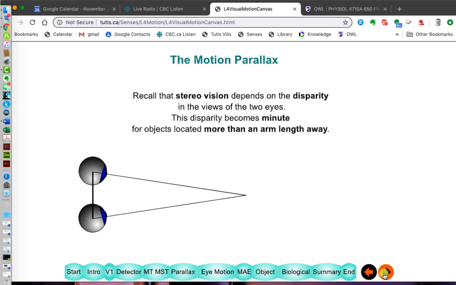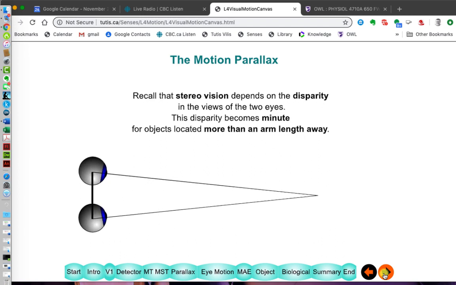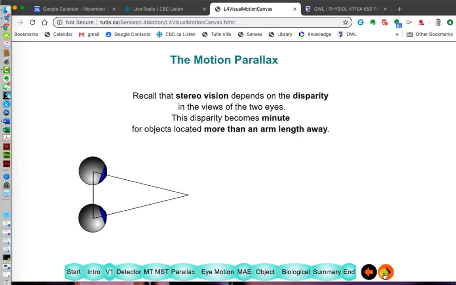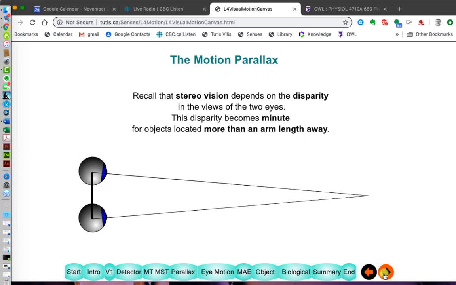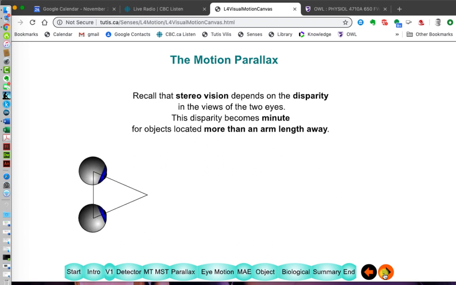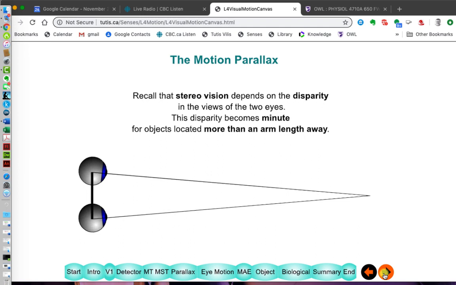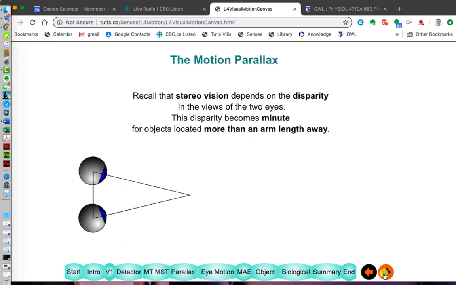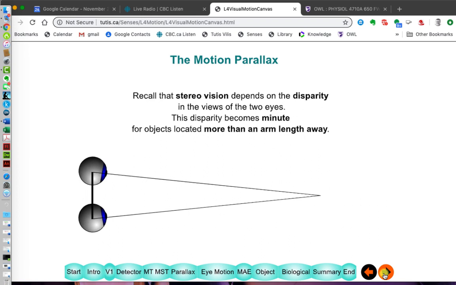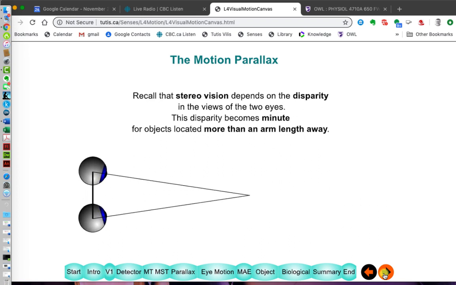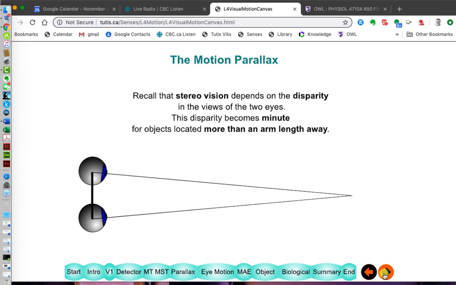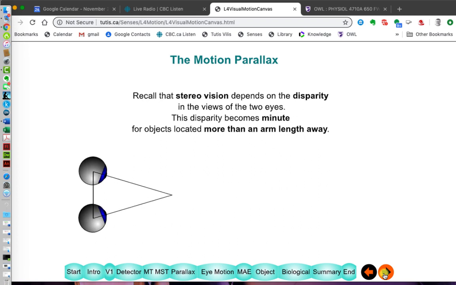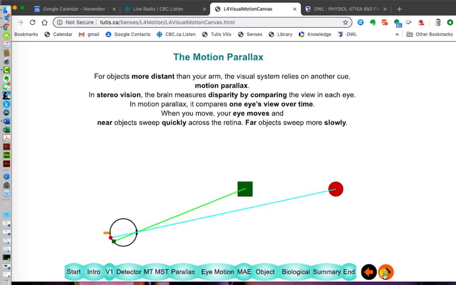Now, the other thing that these areas can do is something called motion parallax. We saw we had these binocular cells that sense disparity and therefore could give you stereo vision. But that's only good for a certain distance. You can see that the angle between the two eyes gets smaller and smaller with the distance away from you. And so at some point it becomes too small for it to measure. So it needs some other cue to help you measure it.